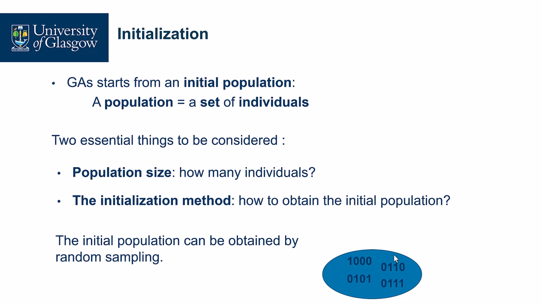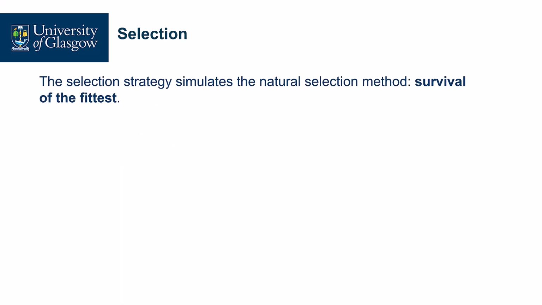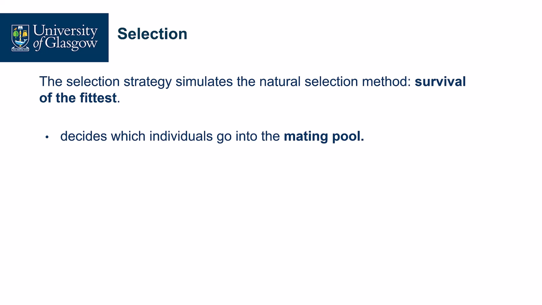The next step is to do the selection, based on the survival of the fittest. So what does this mean? What will this lead to in the GA? First, the selection decides which individuals will go to the mating pool, so that their genes will be inherited and propagated to the later populations. Second, in the selection we need to provide more chance for better individuals. That is the survival of the fittest.